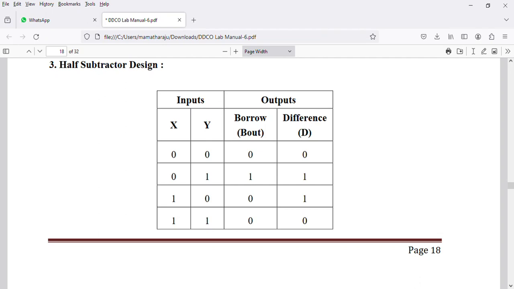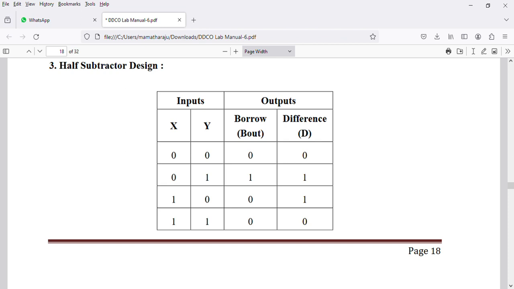Hello everyone. In the previous video, we had seen the third lab component of digital design and computer organization. There we had seen adder circuits. Today we are going to see the subtractor circuits. Here we'll see the half subtractor first.